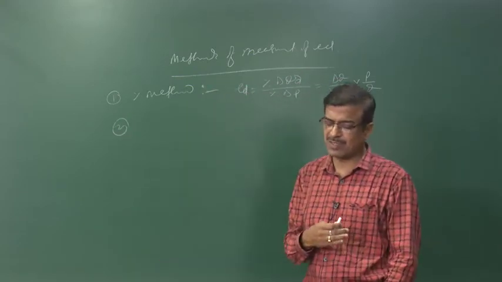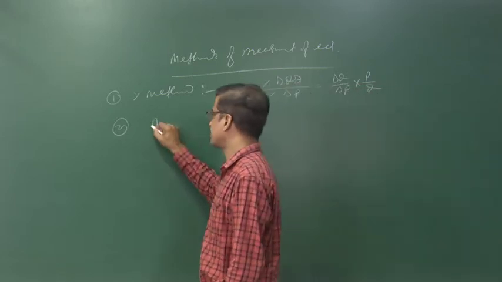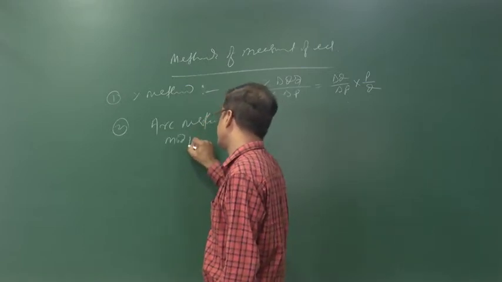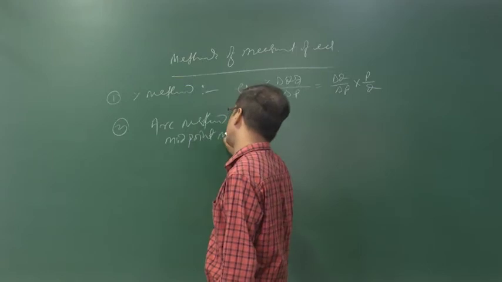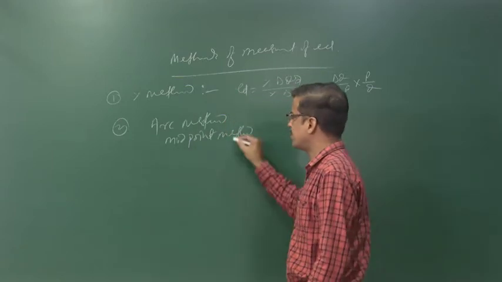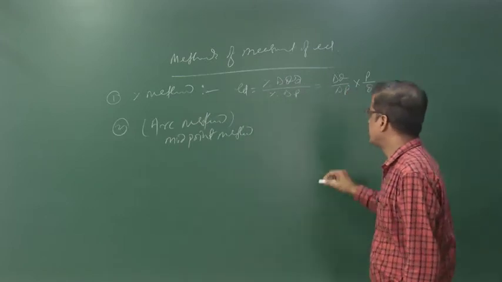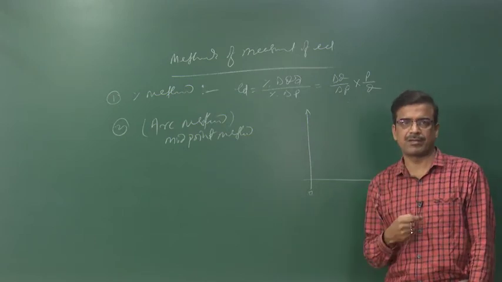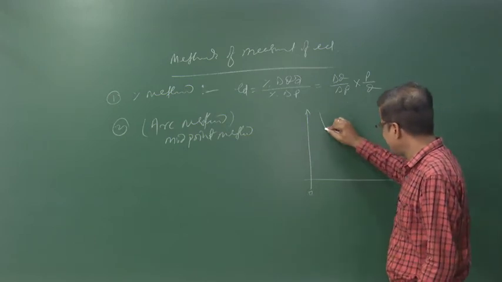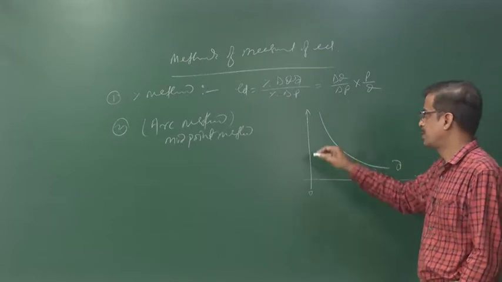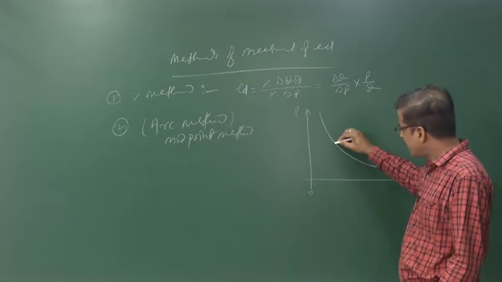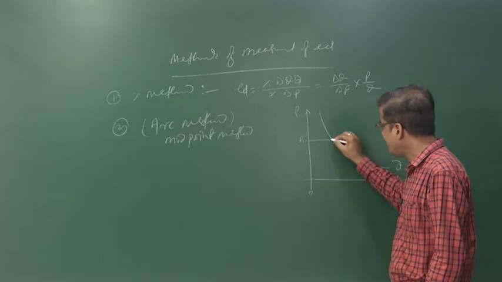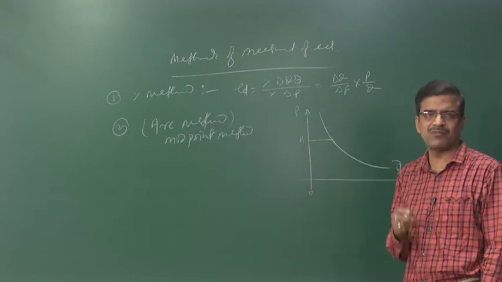The second method is called the arc method, or it is called the midpoint method. So, what is that arc method or the midpoint method? Suppose the demand curve is an arc, in the sense that it is a part of a curve. The part of a curve means there is a negligible change in the price of the product. For example, the initial price is P1 and P2 is more or less close to it, a very negligible change.